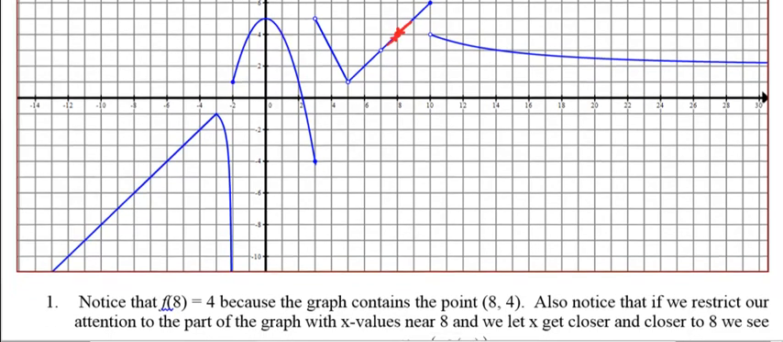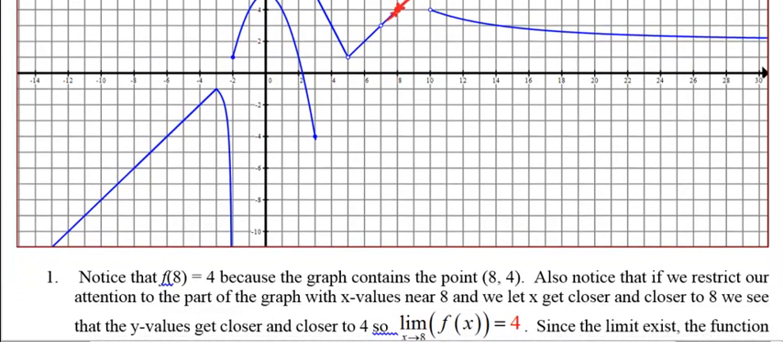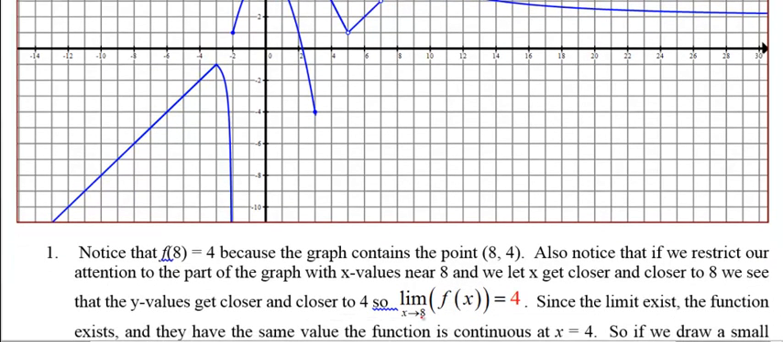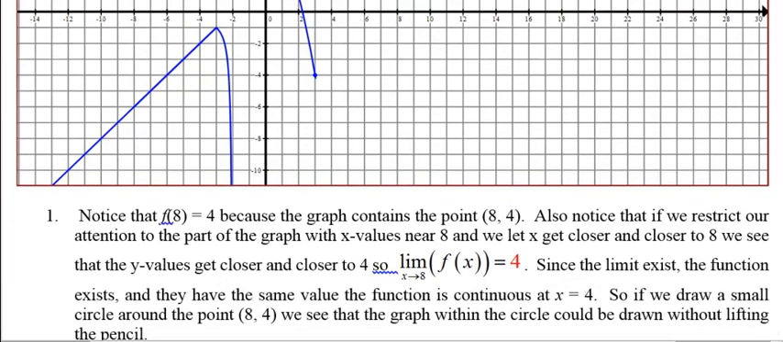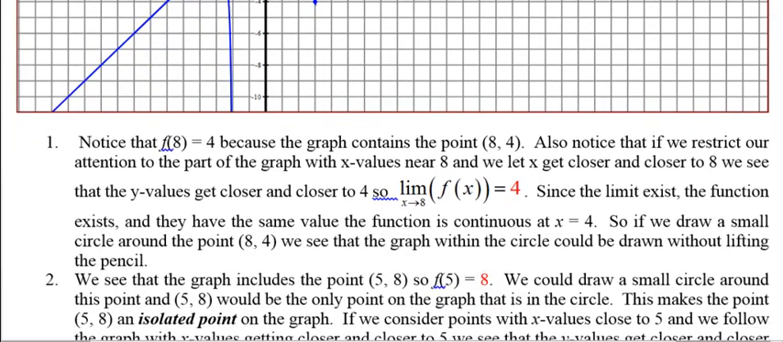So that's the graph is continuous there. So the limit as x approaches 8 of f of x is 4, and (8, 4) is on the graph, so that is a point where we have a continuous point.